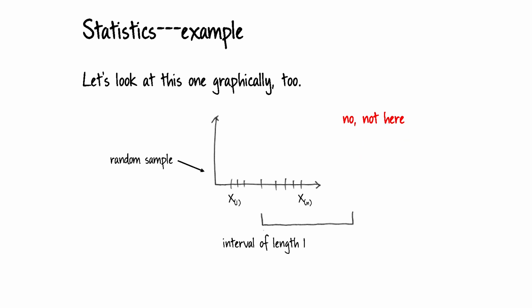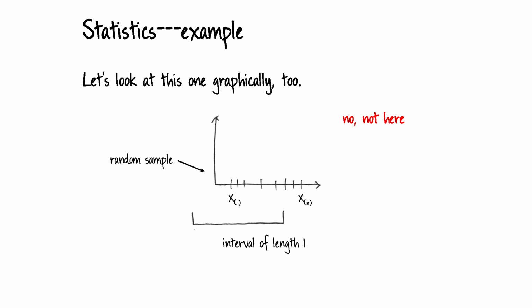Can it be there? No, no way, right? Because if it's over here, then these observations occurred with probability 0, or they couldn't occur. Likewise, it can't be there. So I think I've convinced you that there's a range of different possibilities for the location of this interval of length 1. And the only question is, how do we express what that range is?